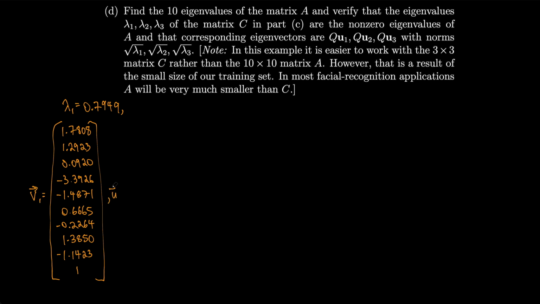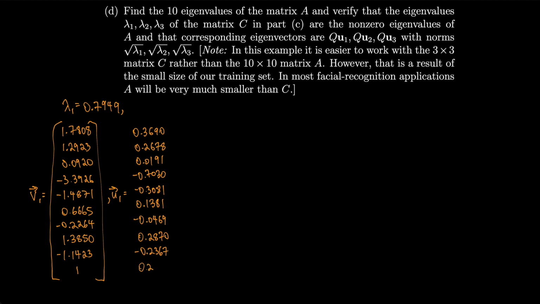And normalizing gives us u1, given by 0.3690, 0.2678, 0.0191, negative 0.7030, negative 0.3081, 0.1381, negative 0.0469, 0.2870, negative 0.2367, and 0.2072. Okay, so that was all for the first eigenvalue.